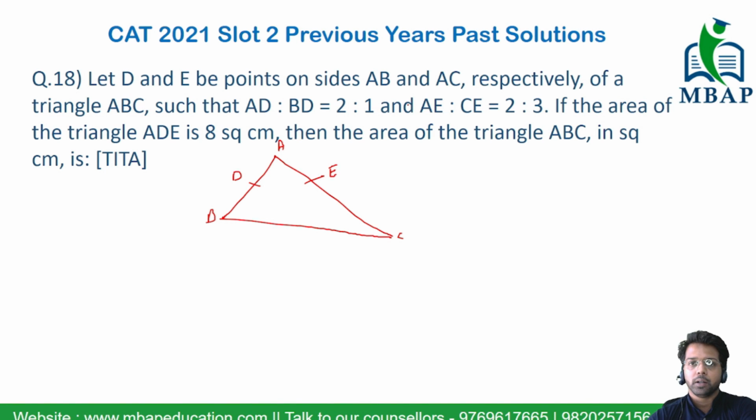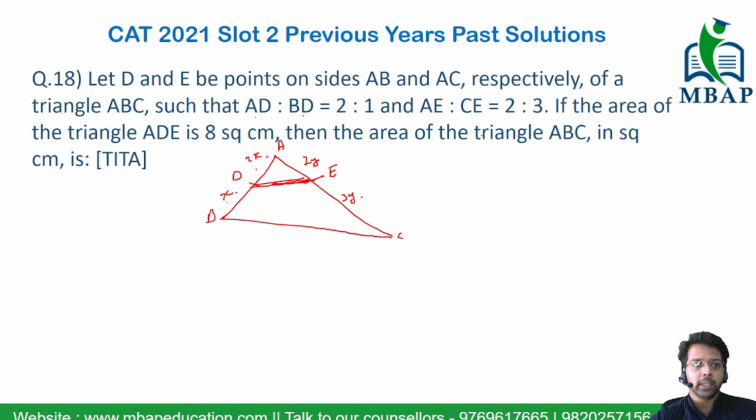Okay, the first ratio is AD is to BD, AD is to BD is 2:1. So let's assume this to be 2x, and let's assume this to be x. And now AE versus CE is 2:3. So let's assume this to be 2y and this to be 3y.